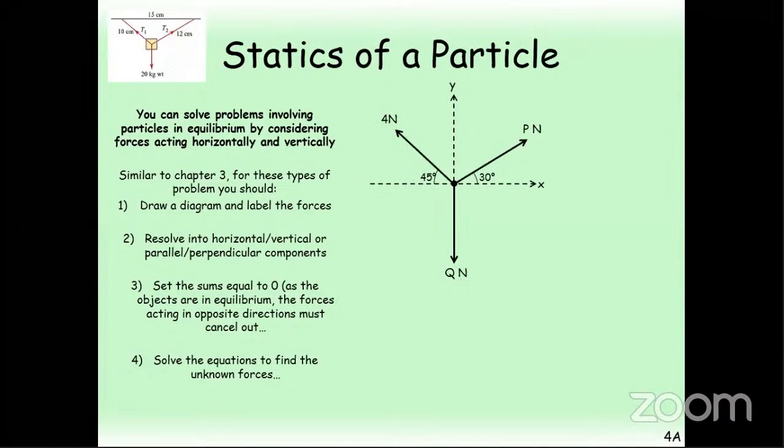So let us look at an example. So we have forces 4 Newton, P Newton, and Q Newton. The P is acting at 30 degrees to the horizontal, or the x-axis. The 4 is acting at 45 degrees to the x-axis.